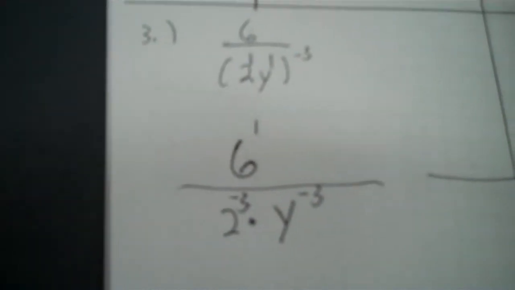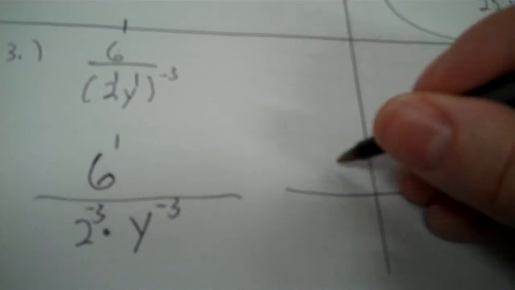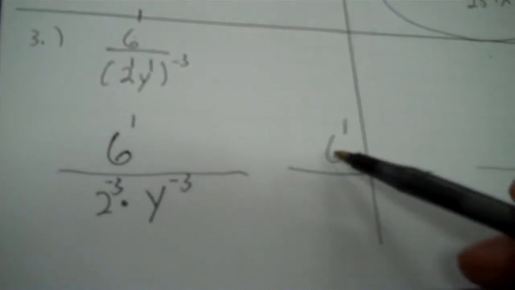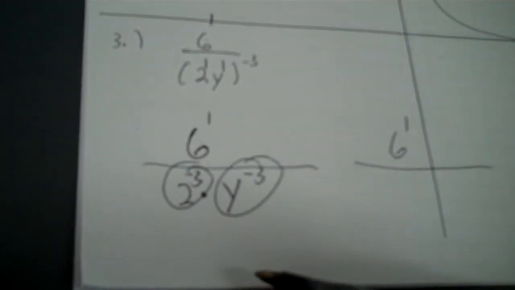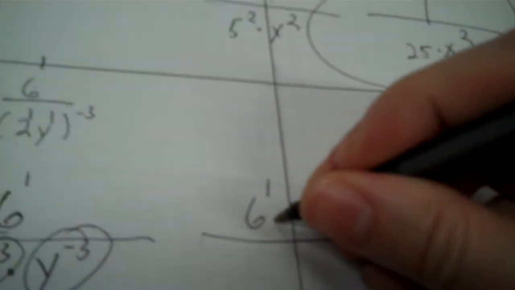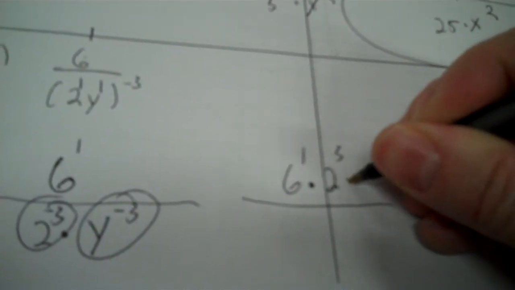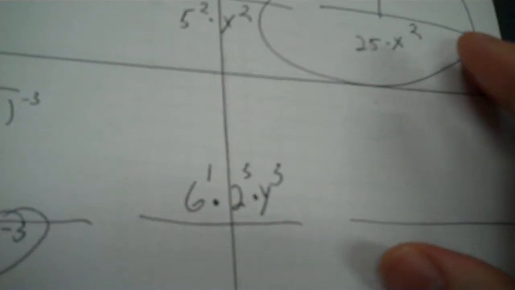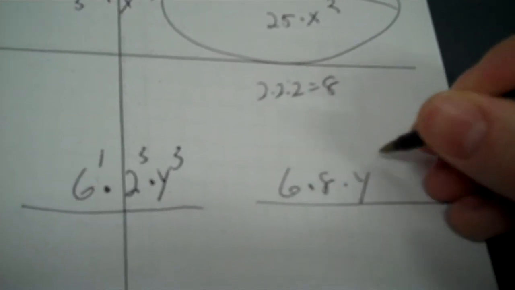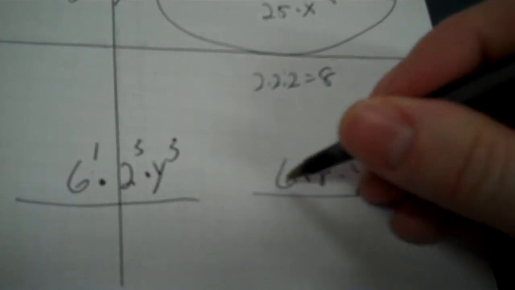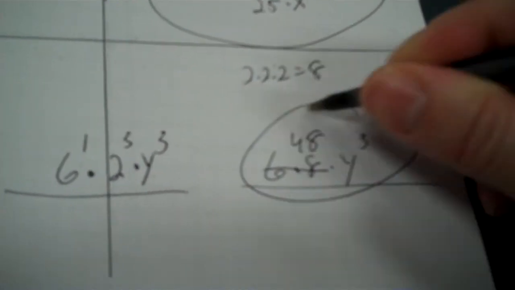Okay, you got some negative exponents. You need to rewrite them as positives. Now they are on the bottom, okay? These two right here have negative exponents. If they are on the bottom, you raise them up to the top, and then they can then be positive. Just come up. So 6 to the first then is 6. 2 to the third is 2 times 2 times 2. That's 8. And then y to the third. So I take 6 times 8. That's 48. 48 times y to the third.